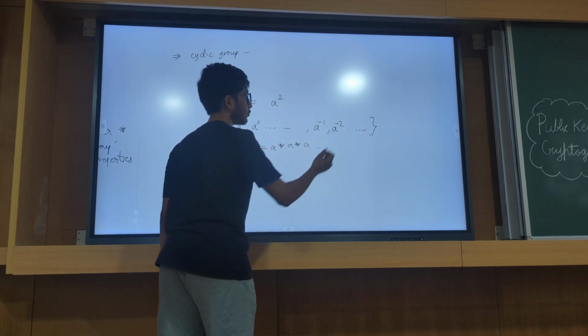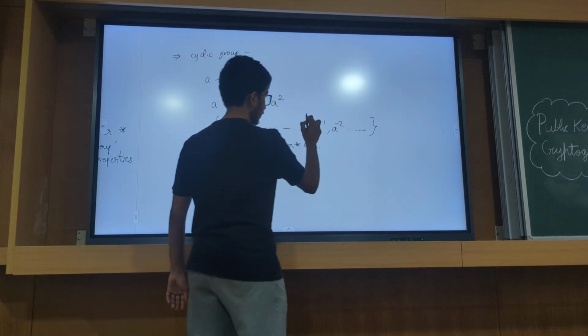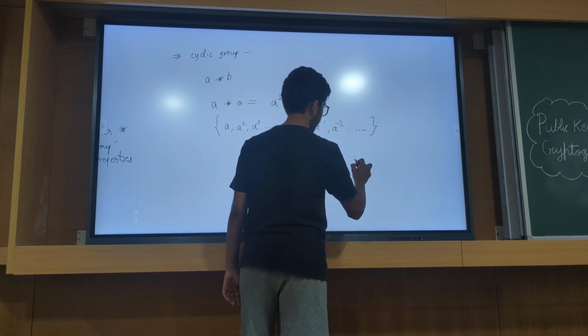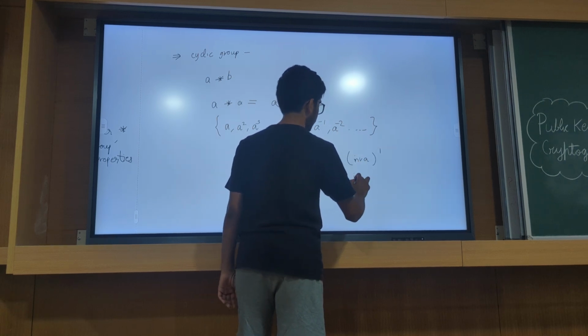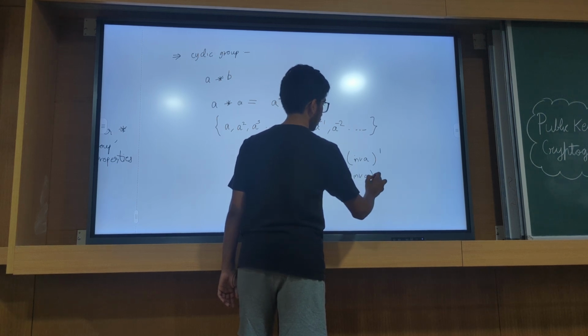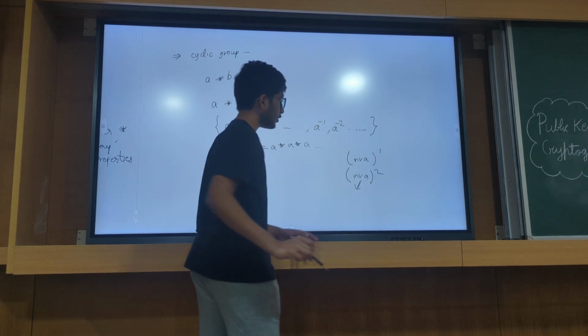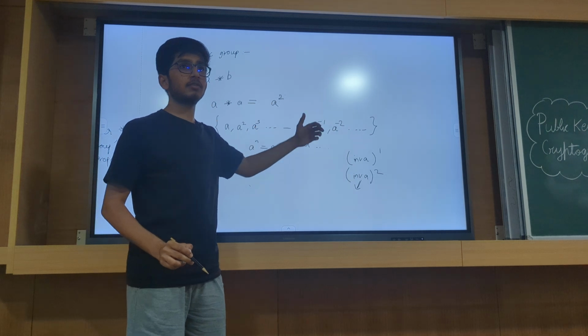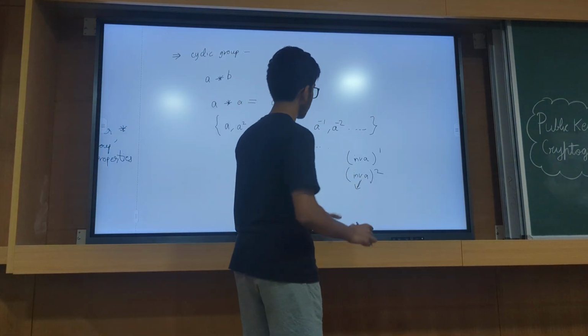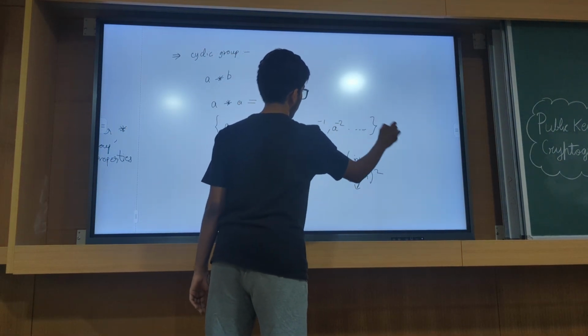What does A power minus 1 mean then? A power minus 1 means take the inverse of A whole power 1. A power minus 2 means inverse of A power 2. What is inverse of A? We know that for every element A in the group there exists an inverse of that element, right? So that is this element. So this is how A power minus 1, A power minus 2, and so on are defined.